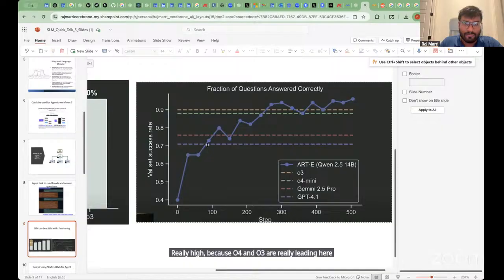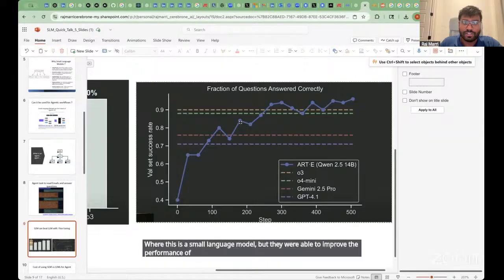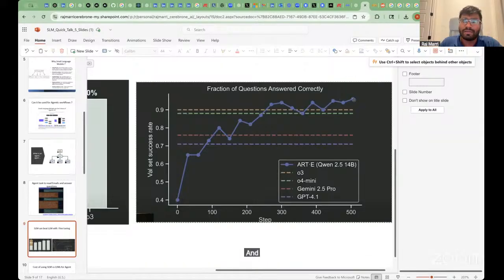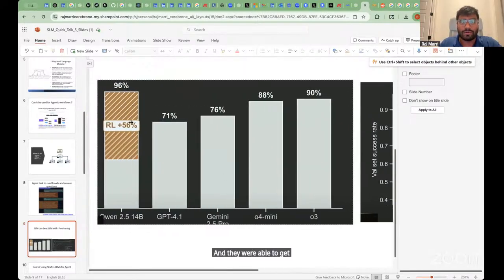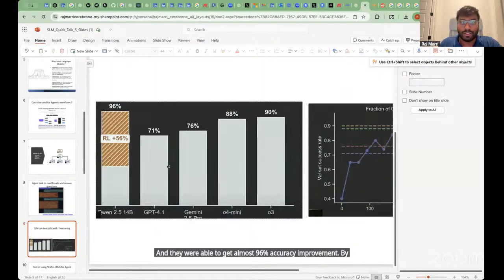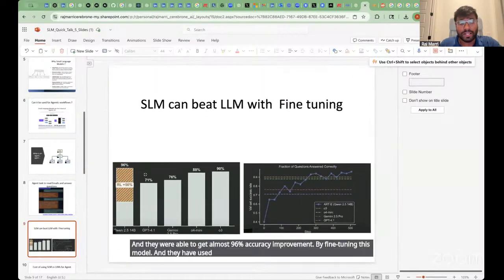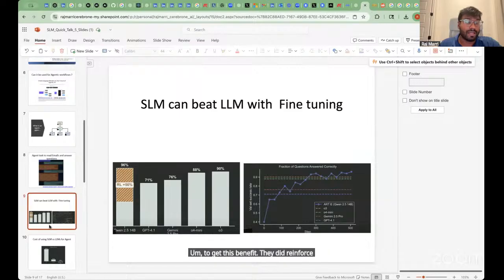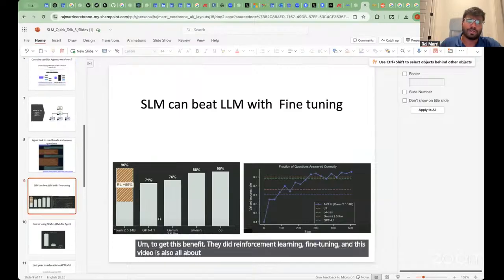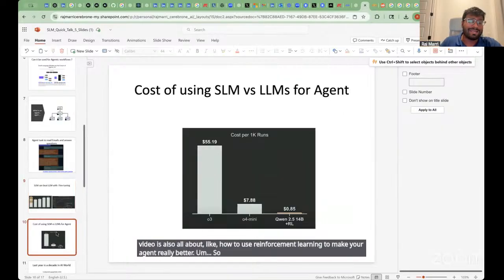But if you see this graph, this is a small language model, but they were able to improve its performance iteratively and eventually make it better than the OpenAI models at answering a specific question. They were able to get almost 96% accuracy improvement by fine-tuning this model. They've used reinforcement learning fine-tuning here to get this benefit, and this video is all about how to use reinforcement learning to make your agent really better.